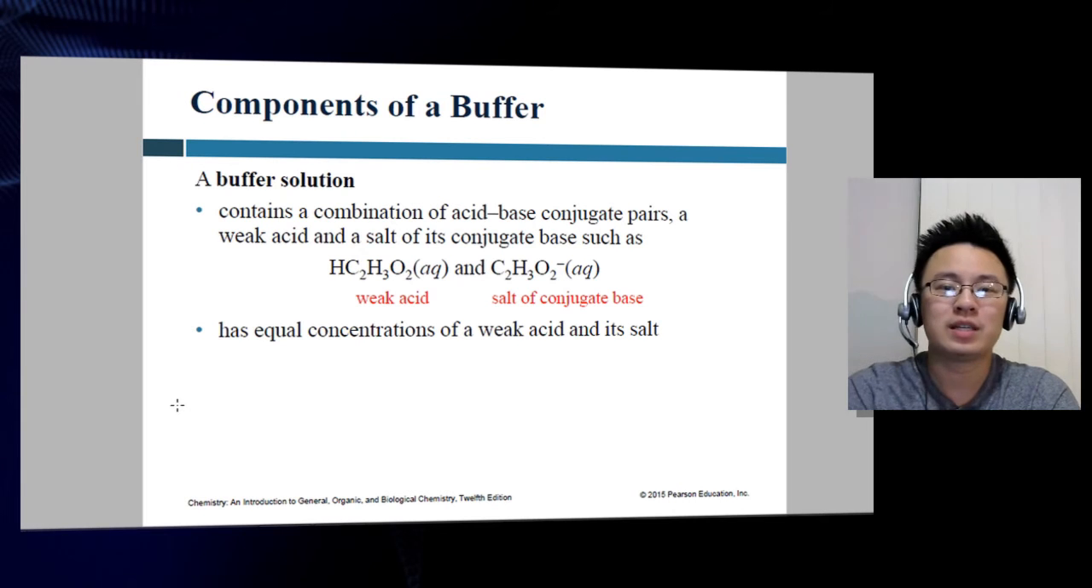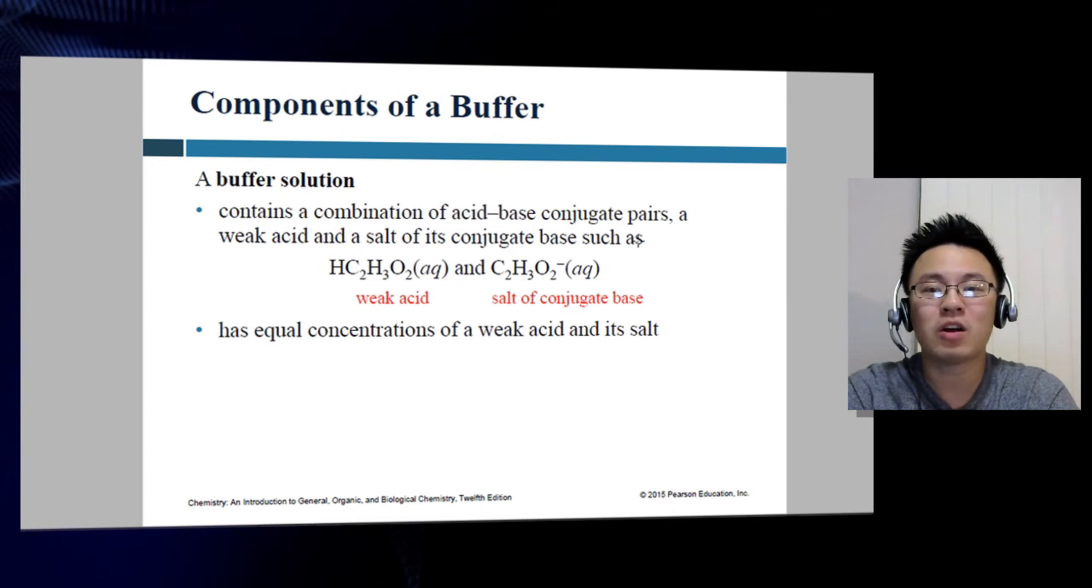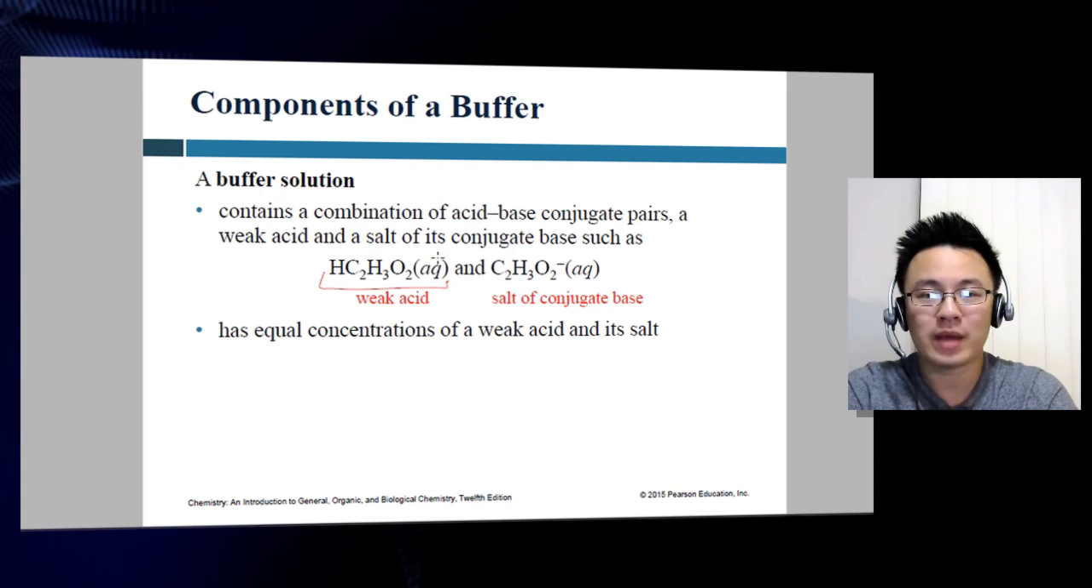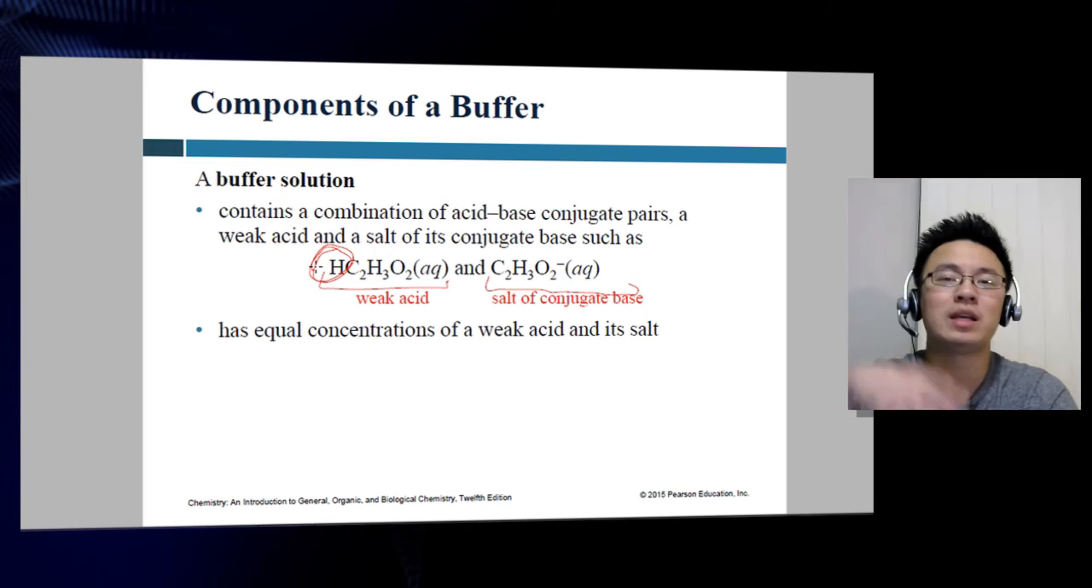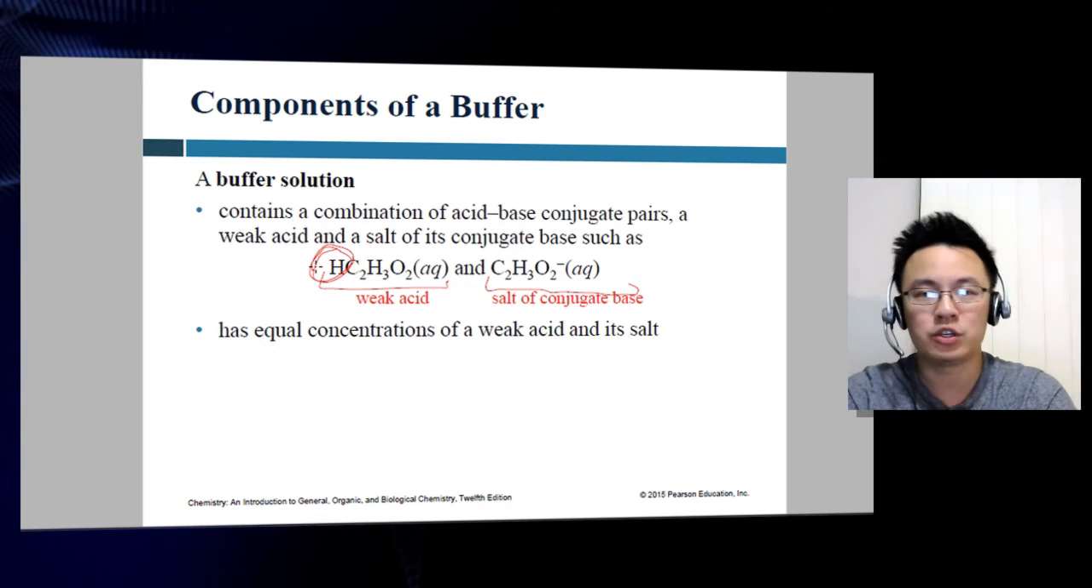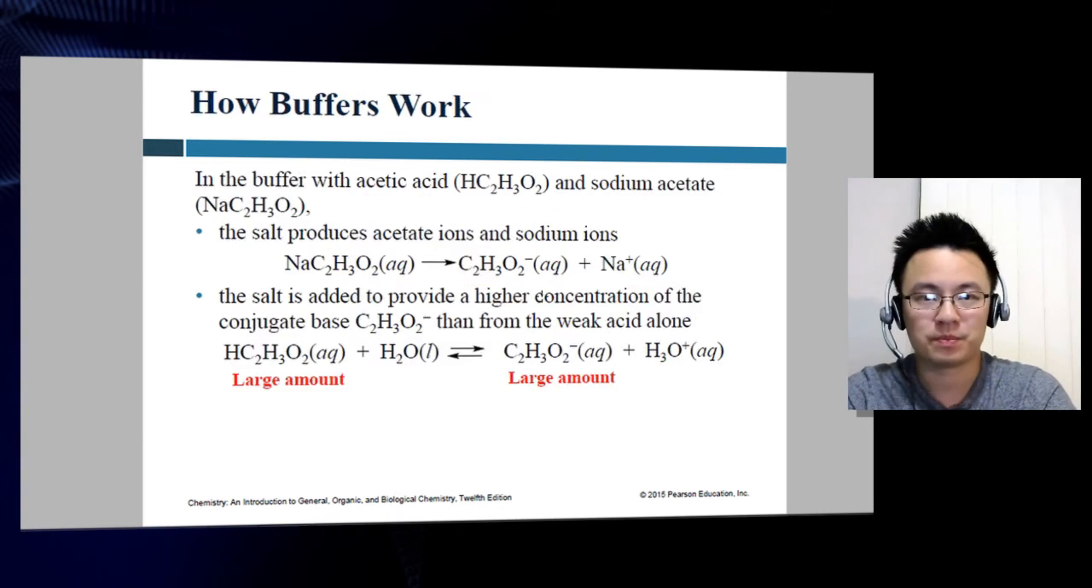Now, a buffer solution contains a combination of acid-base conjugate pairs, a weak acid and a salt of its conjugate base. Such as we have here, its weak acid dissolved in aqueous solution, and then we also have its conjugate base, which has already released that hydrogen ion right over there. Don't forget that our definition, at least that we've been talking about in lecture, is that an acid releases hydrogen ions into solution. In this case, we do have a weak acid. It does release that hydrogen ion into the solution, therefore leaving it with its conjugate base and a charge. It has equal concentrations of a weak acid and its salts as well.